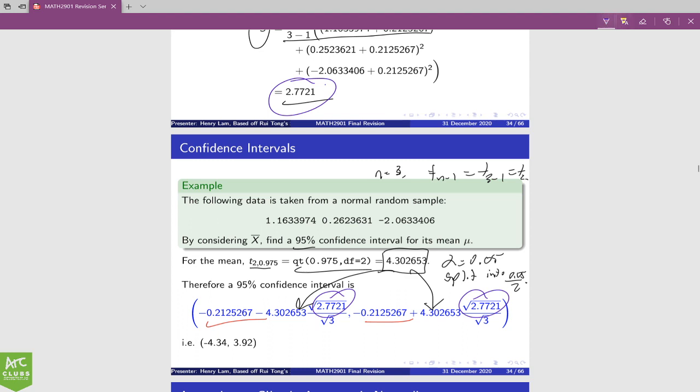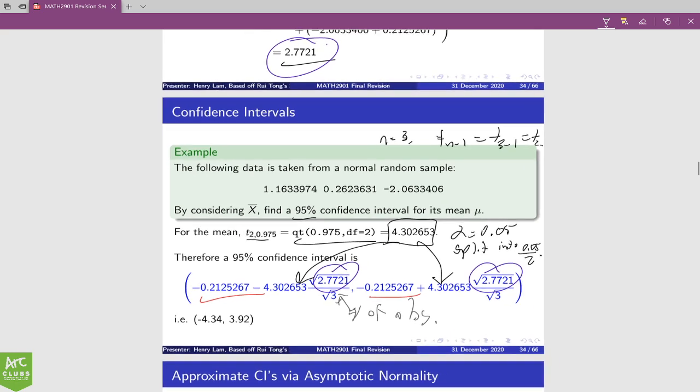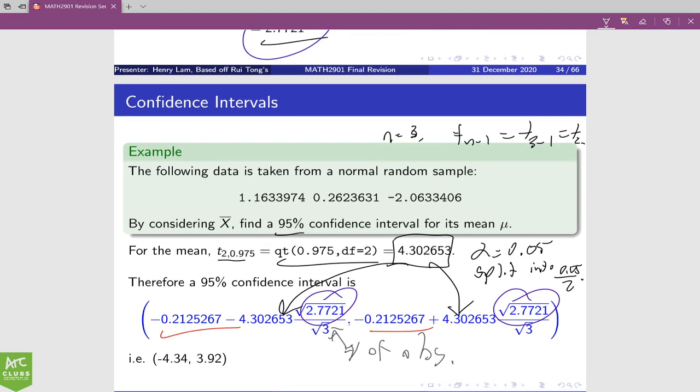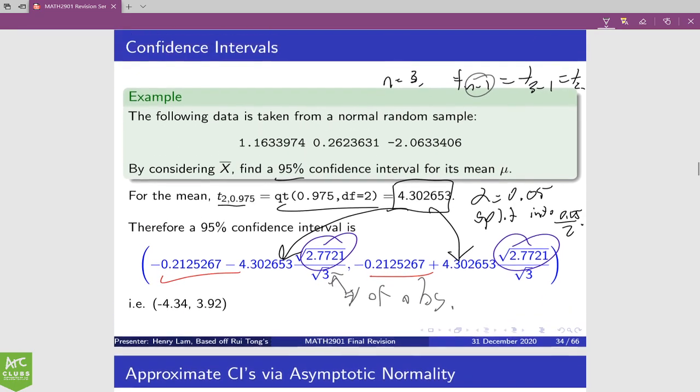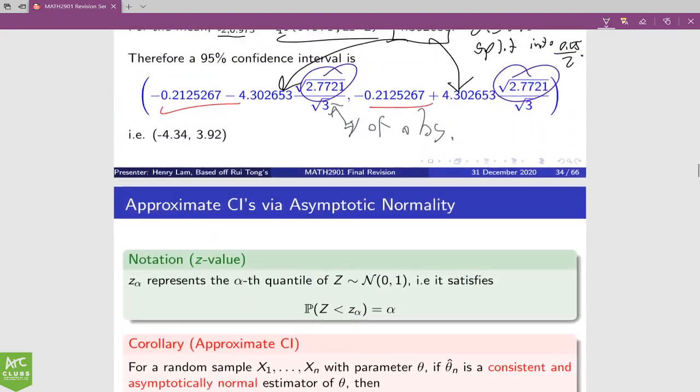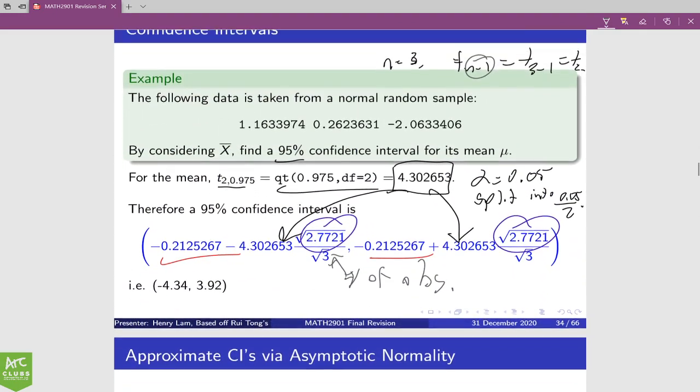The last thing you should note is that this is n, the number of observations. It's not 2, because the minus 1 only applies to the distribution. It doesn't apply to anything else. And you just plug numbers in from there. So that's confidence intervals.